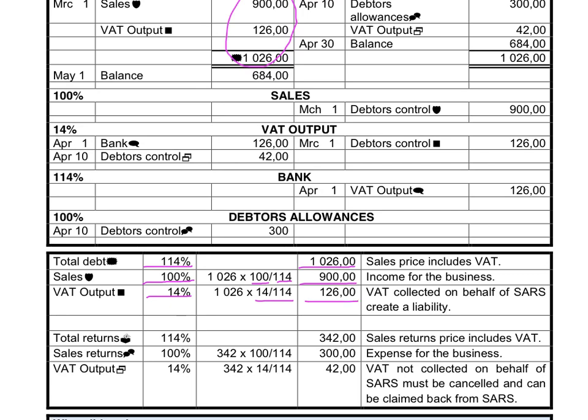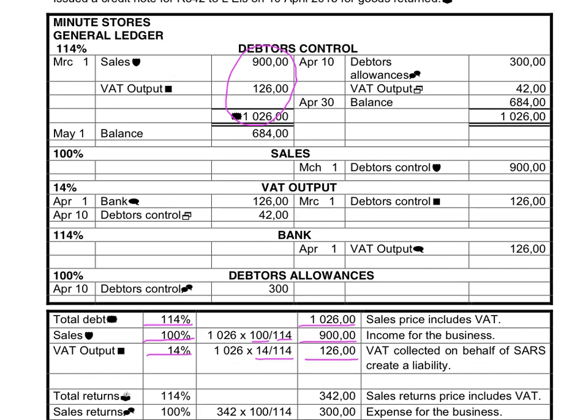So although the business must still receive the money from the debtor in the future, the business owes this 126 Rand to SARS because they're going to collect the money on behalf of SARS and they have to pay it out. If we look at the entry here, we will see that the debtor is debited with 1026. Sales income is credited with 900, the income of the business, and VAT output is credited with 126, so that the debits and the credits are equal.